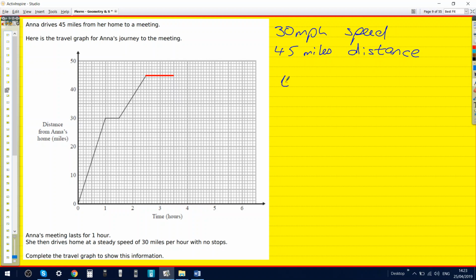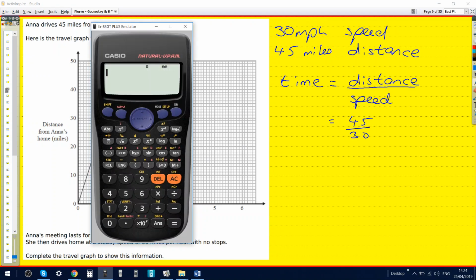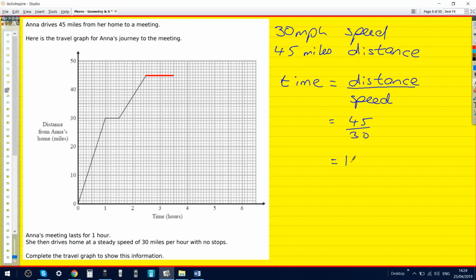So we want the time. Right. So you divide something here, don't you? So is it distance divided by speed? Yep. So 45 divided by 30. Yes. 45 divided by 30 is 1.5. And so that's 1.5. What's the unit for time?